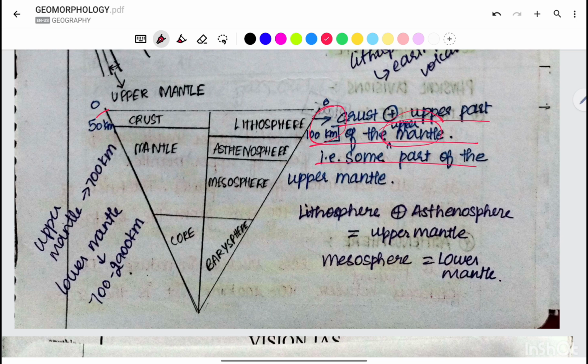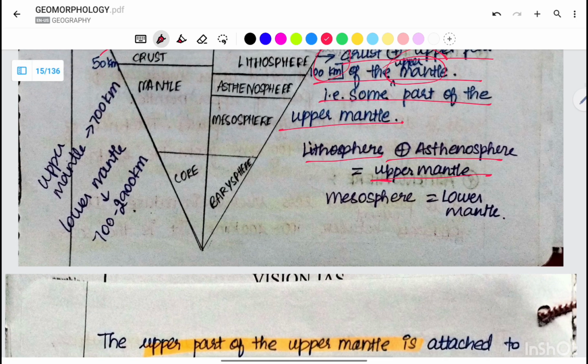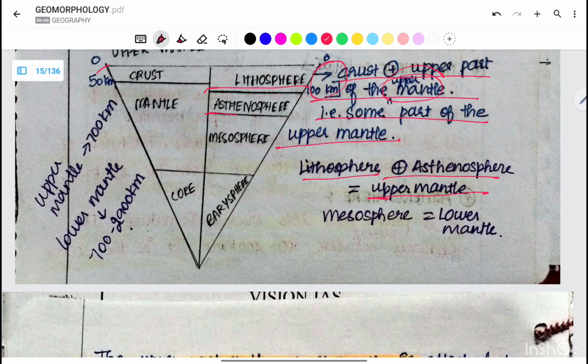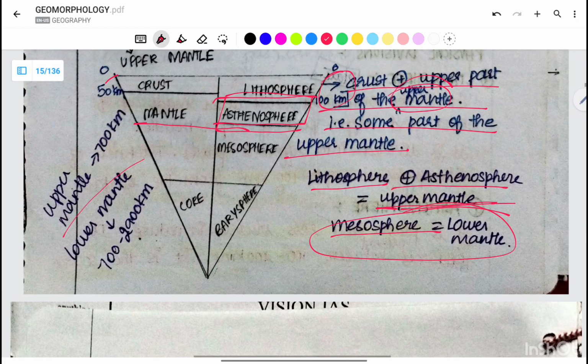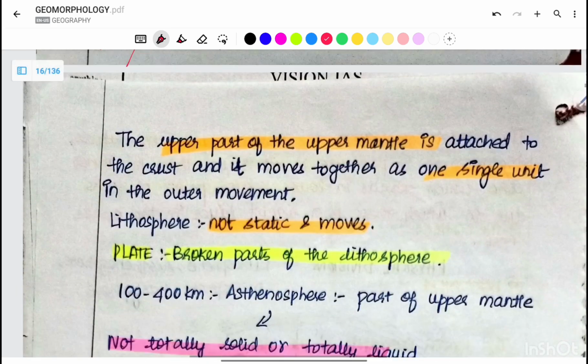Crust plus the upper part of the upper mantle is 100 kilometer. That is some part of the upper mantle. The lithosphere plus asthenosphere is the upper mantle, right? Mesosphere is the lower mantle. Mesosphere is entirely the lower mantle. Now upper mantle is 700 kilometer and lower mantle is 700 to 2900 kilometer.